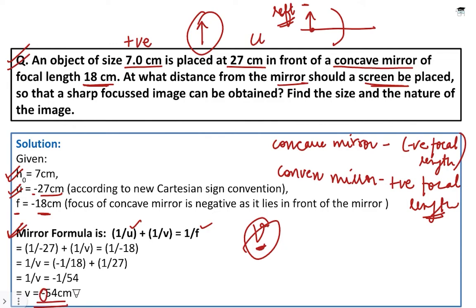Now what is the meaning of minus here? Minus means the image is also located on the left side of the mirror, because the left side is the negative side, the right side is the positive side. So the negative sign here indicates that the image is also on the left side of the mirror. I hope this is clear to you.